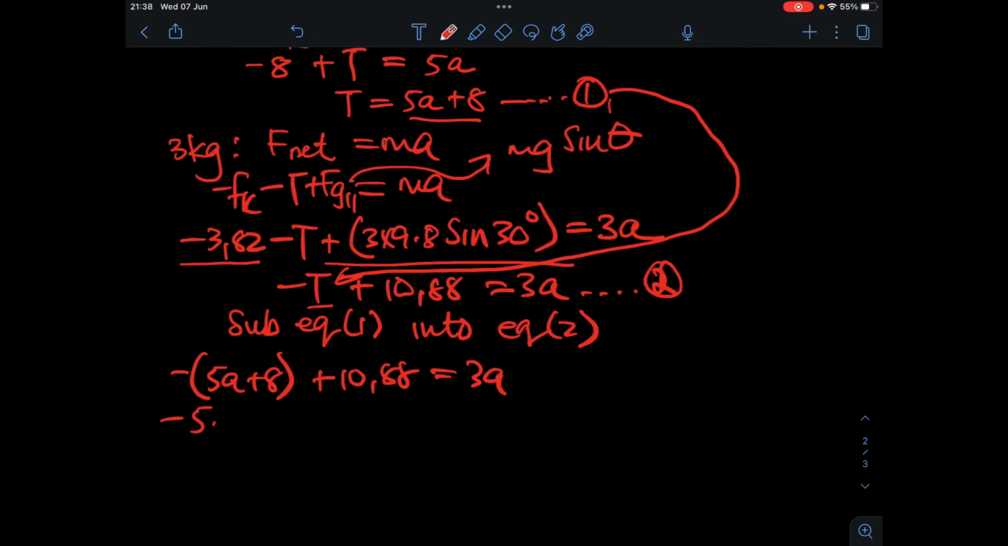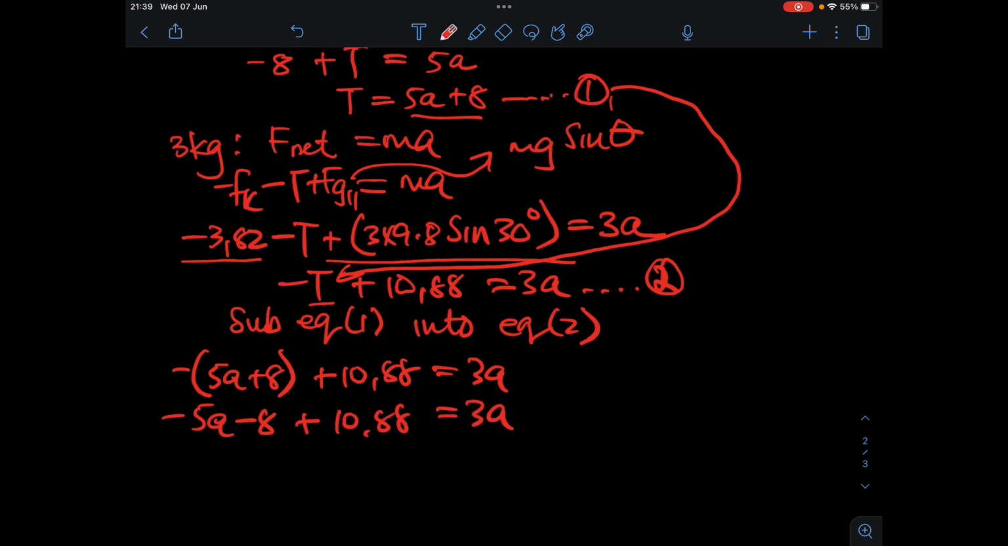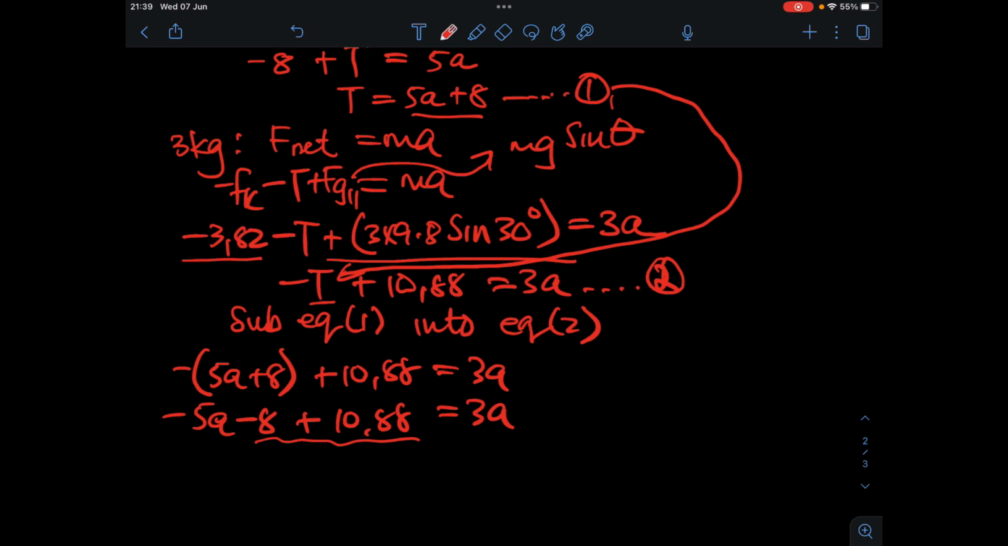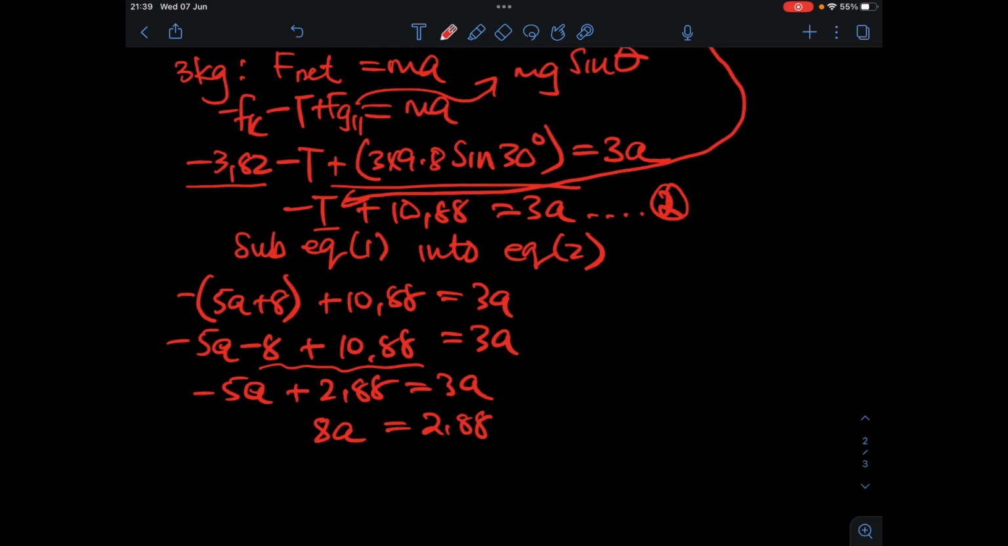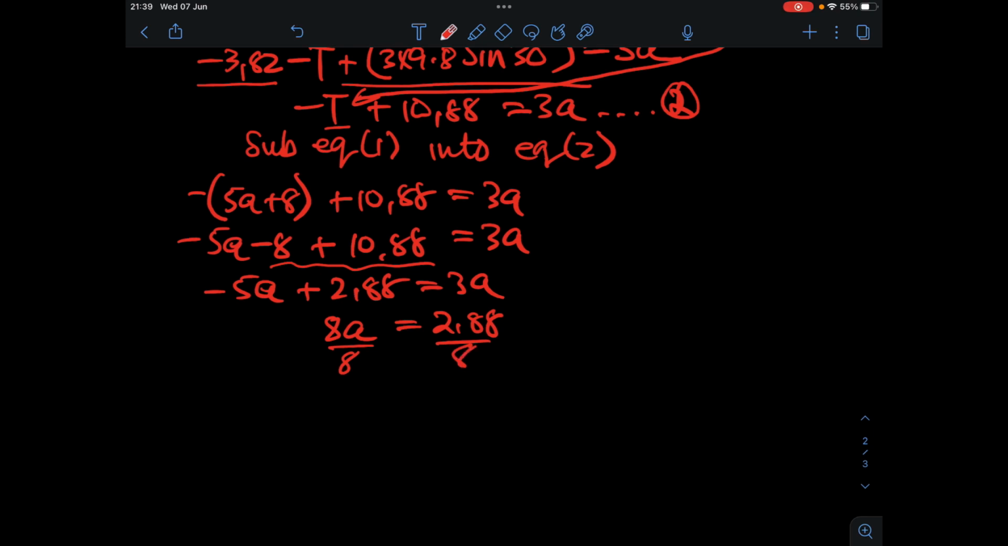When you distribute, the negative is going to be negative 5A, negative 8 plus 10.88. Guys, that's math. So here are the like terms there. So it's going to be negative 5A plus 2.88 is equal to 3A. And then we transpose there, it's going to be 8A equal to 2.88. I hope you get that math. And we divide by 8 both sides. So we'll say 2.88 divided by 8, it's 0.36. So this is the acceleration of the system, 0.36 meters per second squared.